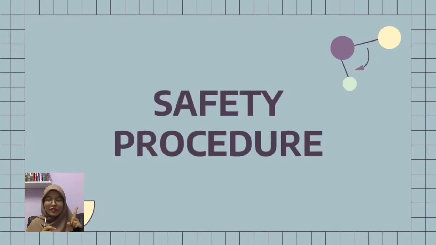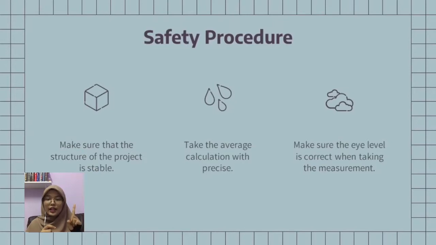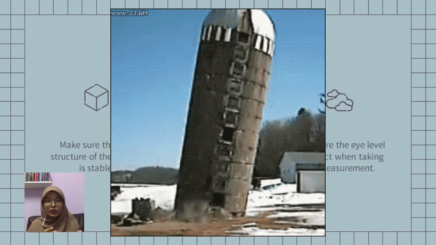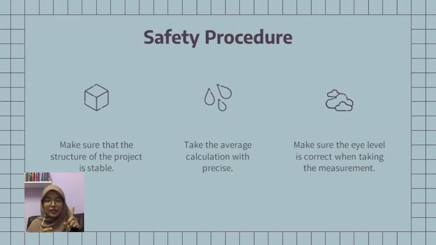So first off, we have to make sure that our structure is stable enough to actually do our experiment. Therefore, we can take the measurements more easily, and the structure does not collapse whenever we are doing it. So that's the first thing. Make sure that the project that we are building from scratch is stable and can be used.